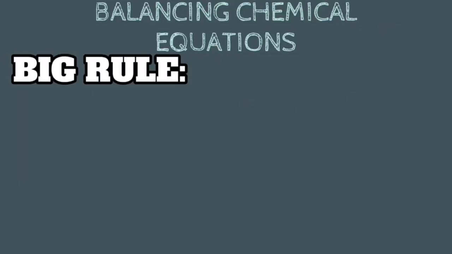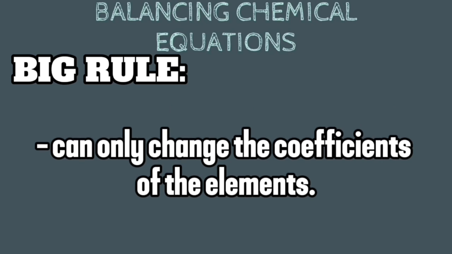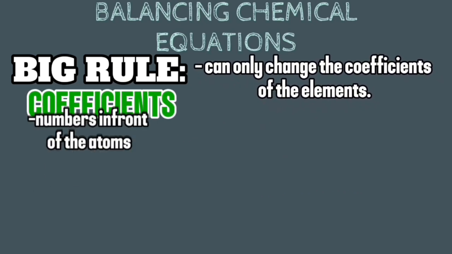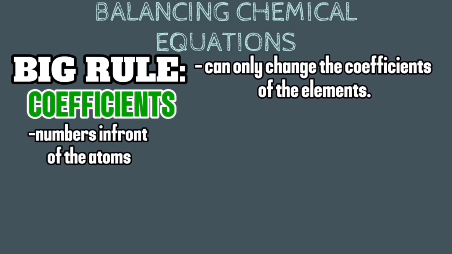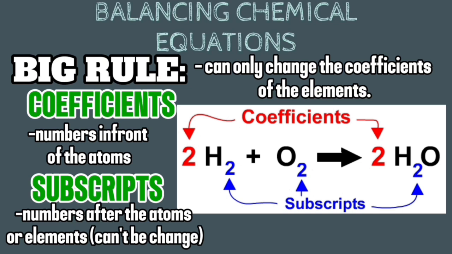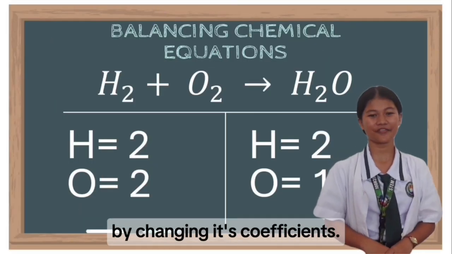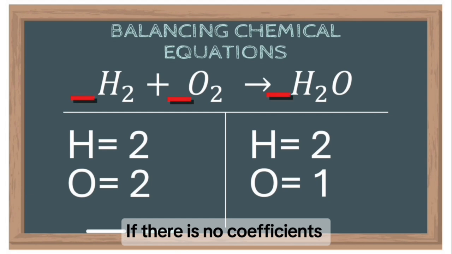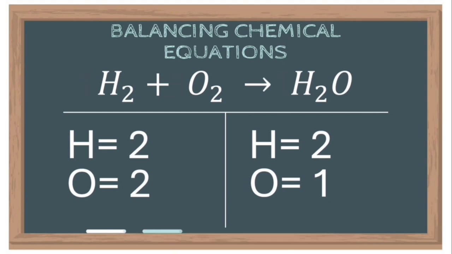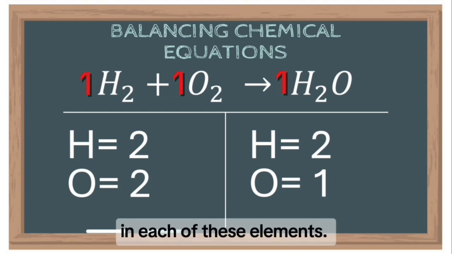The big rule for balancing equations is that we can only change the coefficient. Coefficients are the numbers in front of the atom. The numbers after the atoms are the subscripts. These numbers cannot be changed. So let's balance this equation by changing its coefficients. If there is no coefficient written, we assume that it's 1. So right now, there is 1 in each of these elements.